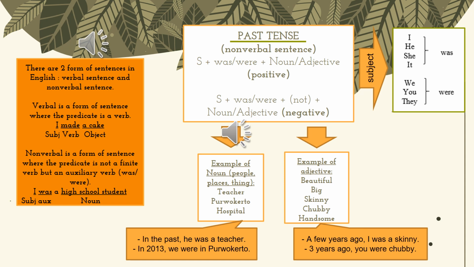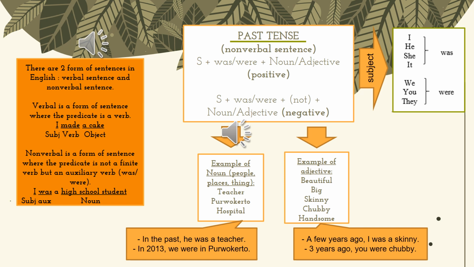The example of noun can be described as people, places, or thing. For example, teacher is example of people, Purwokerto and hospital are an example of places. We can see the example of sentence here at the below. In the past, this is the time expression, comma, he was a teacher. The second example, in 2013, this is an example of time expression in the past, comma, we were in Purwokerto.